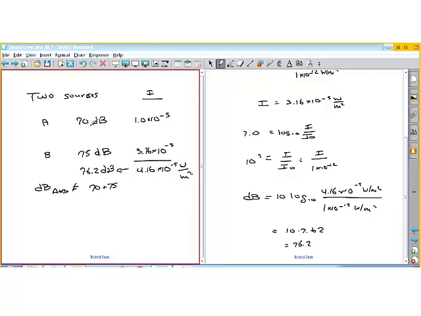So the answer is, if you have two sources which at a certain distance have these levels individually, the total sound level is 76.2 decibels. Convert them to intensity, add the intensities, convert them back. Okay, so that's sound intensity.